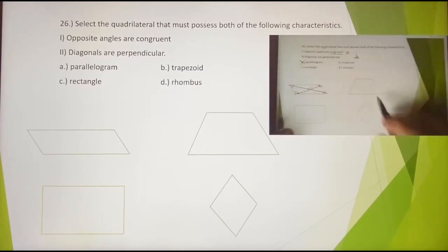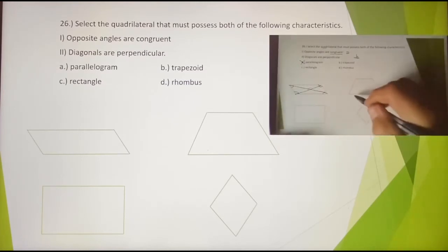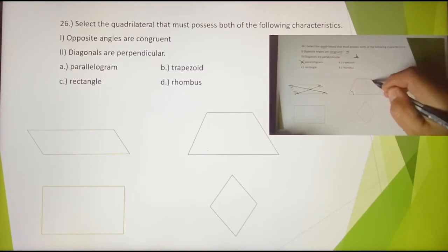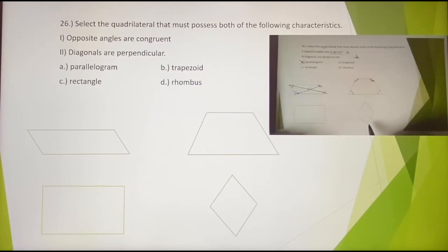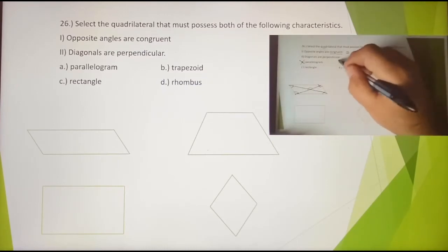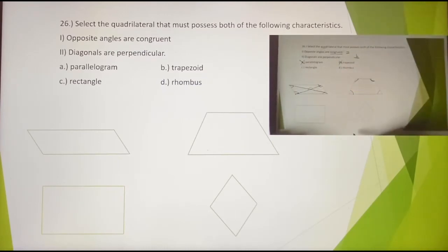Next one's the trapezoid. The trapezoid is this one here. Are the opposite angles congruent? Well, here's this angle, and here's this one. They do not appear to be the same, right? This one and this one would be the same. This one and this one would be the same, but they're not the same on the opposite sides. So the trapezoid would not be correct.